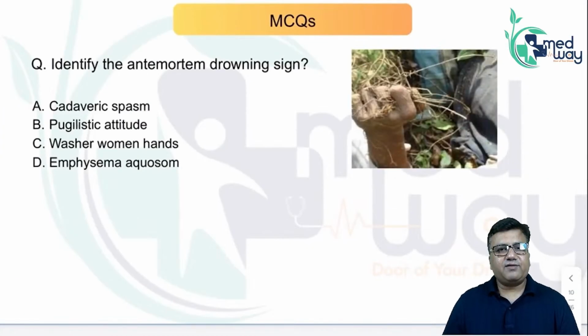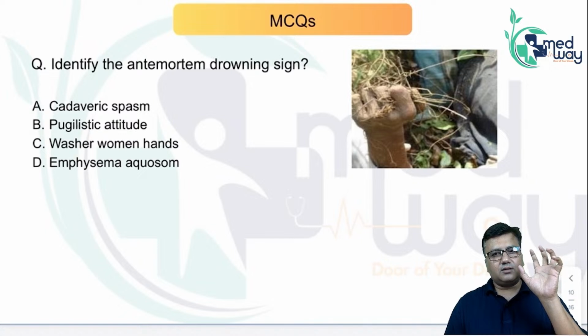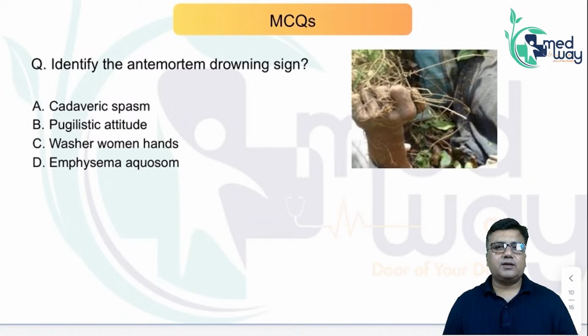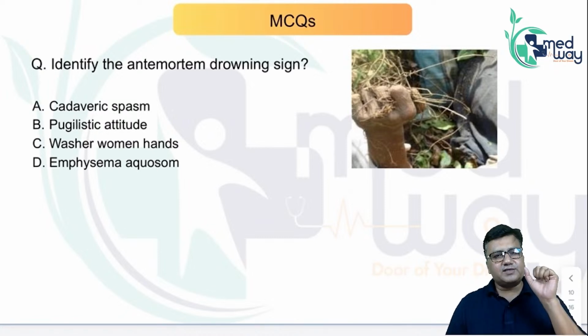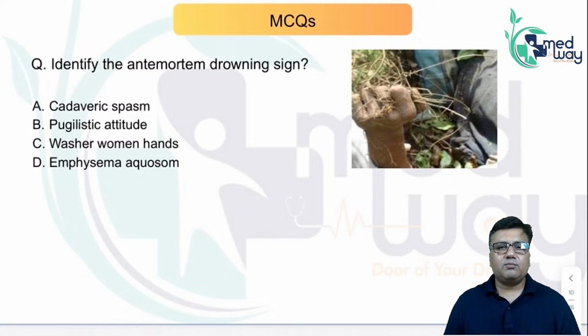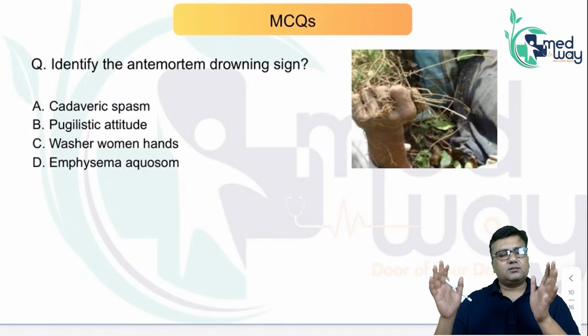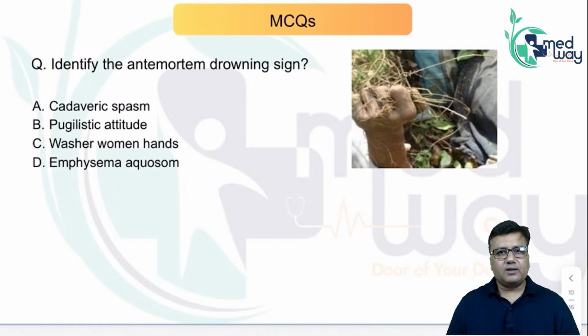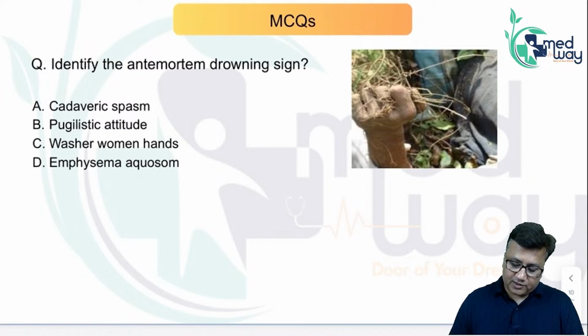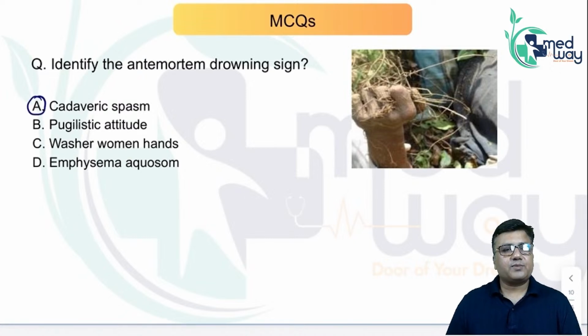Next question, identify the antemortem drowning sign. Again, something which has been asked in examinations multiple times. A grip of a hand holding on to certain grass or weed material, particularly in a dead body which has been brought from a water source. This sign is called cadaveric spasm. Cadaveric spasm of drowning, right?